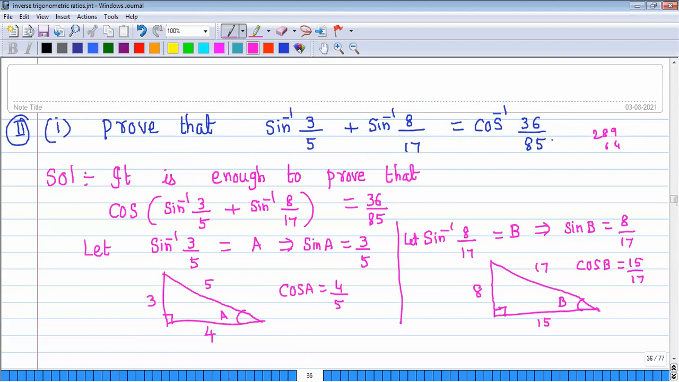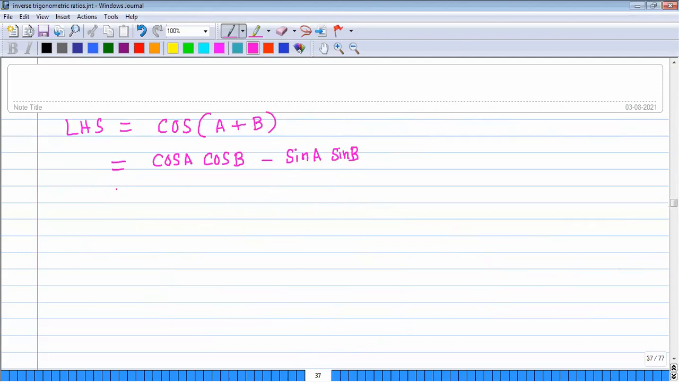Now tell me, what is cos A cos B? Cos A is 4 by 5, cos B is 15 by 17. Am I correct? 4 by 5 into 15 by 17, minus sin A sin B. What is sin A? Sin A is 3 by 5.